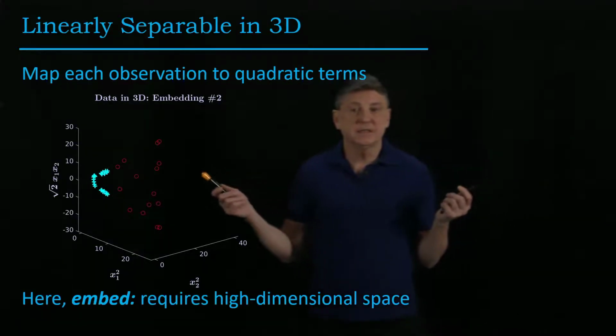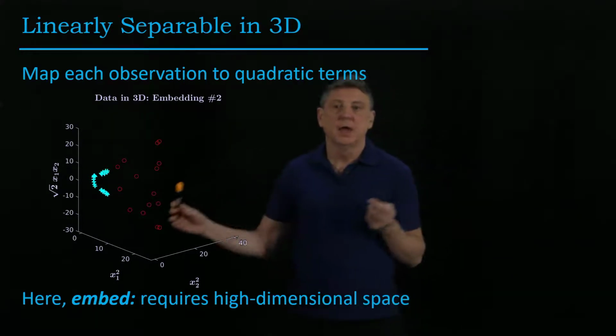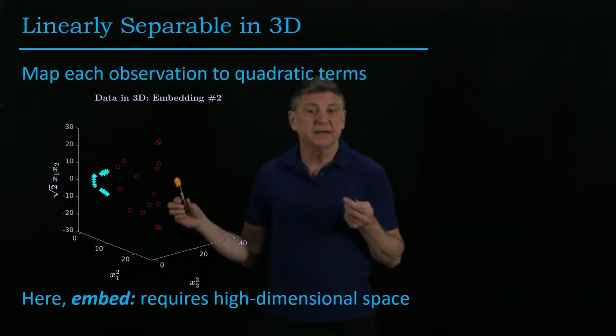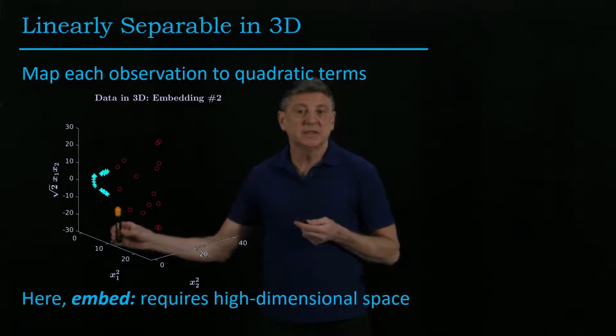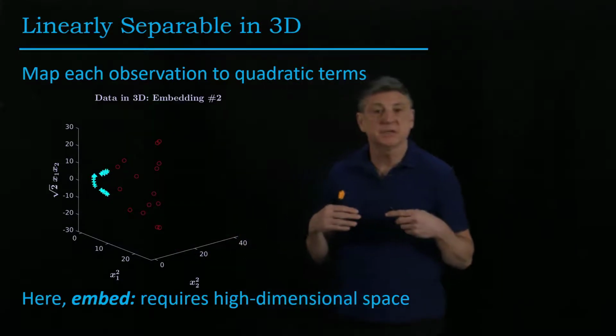We can embed these in higher dimensions using, in this case, a quadratic kernel, and when we do this embedding into 3D, we can see that these data are now linearly separable. We can separate this view with a two-dimensional line, and in 3 dimensions, that would be a plane.